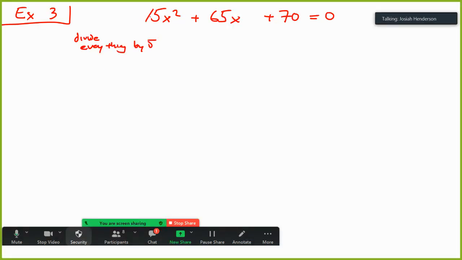So 15 divided by 5 would be 3x squared. 65 divided by 5 gives us 13, so plus 13x. And then 70 is 14, plus 14. This is much more appealing to me to factor, smaller numbers. And now we've divided everything by 5. Technically, what we just did was factor.